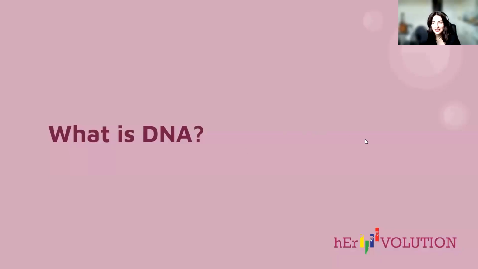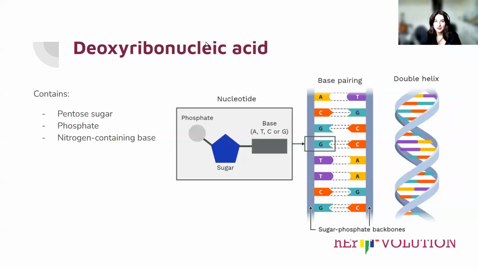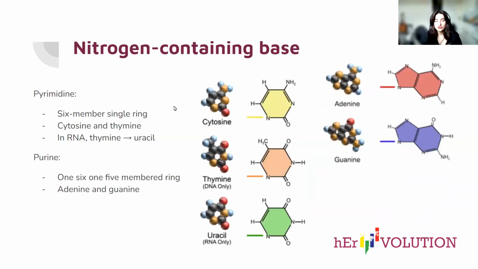But so DNA. DNA is an abbreviation for deoxyribonucleic acid, and it contains a pentose sugar, a phosphate, and a nitrogen-containing base. So where the sugar is in the middle and the base is on the sides and the phosphates are on the outside. So the base pairs are connected to each other, and so the nitrogen-containing base can either be a pyrimidine or a purine.